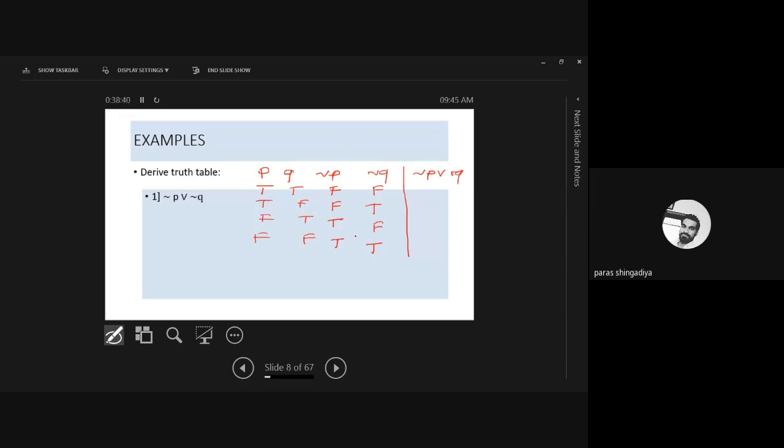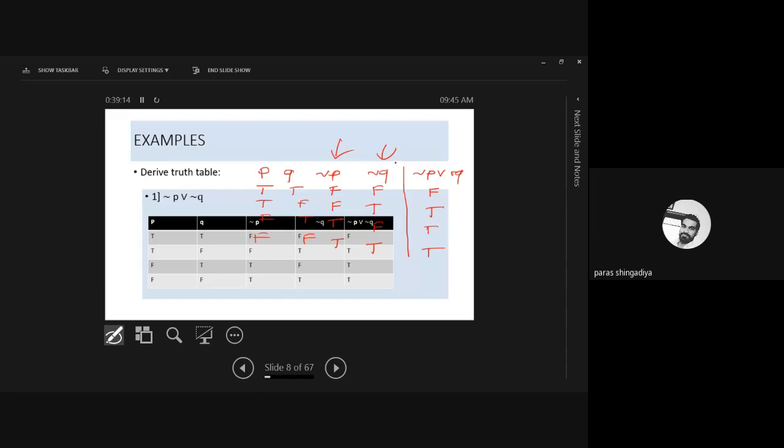Otherwise, you can also remember it this way: if any one is T, then it will be T. Clear? So in the first row, both are false, so it will be false. And the rest of the data will be T. You just compare this column and this column using the OR operator, negation P or negation Q. In the first row both are false, so it will be false. In the remaining rows, at least one T exists, so it will be T.